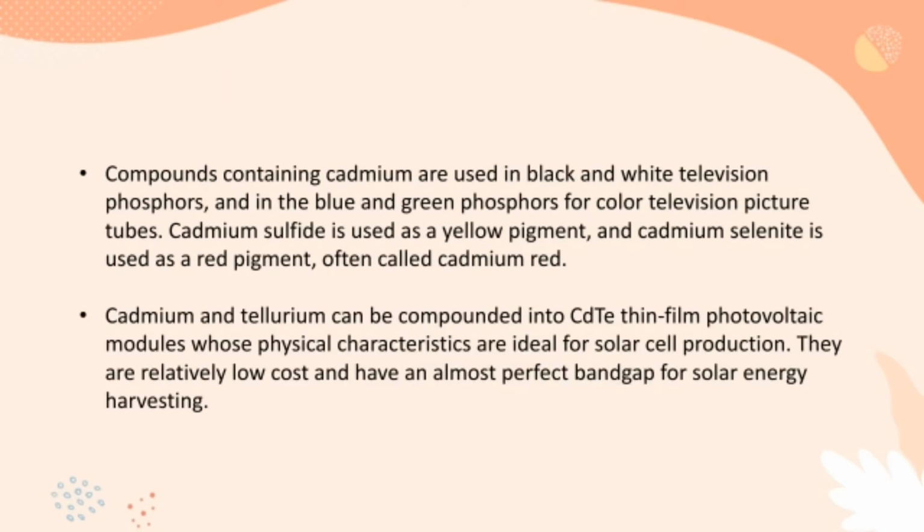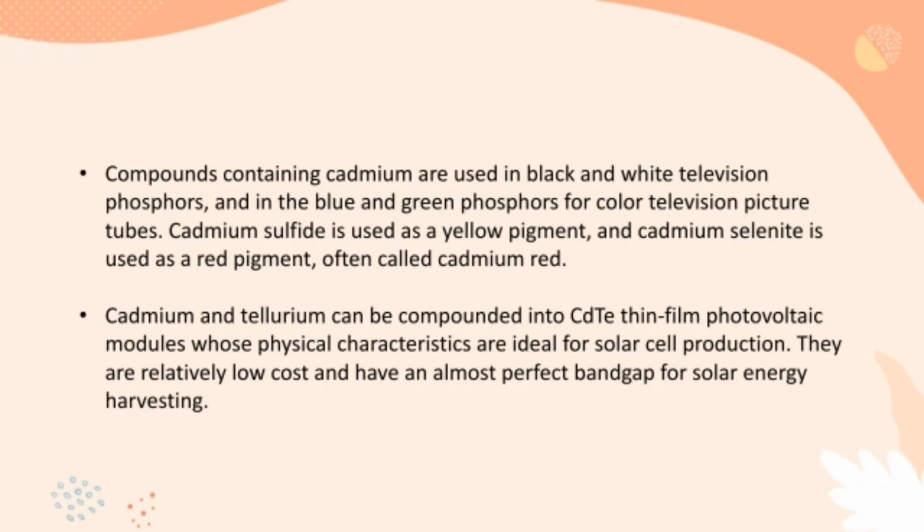Compounds containing cadmium are used in black and white television phosphors and in the blue and green phosphors for color television picture tubes. Cadmium sulfide is used as a yellow pigment, and cadmium selenide is used as a red pigment, often called cadmium red.